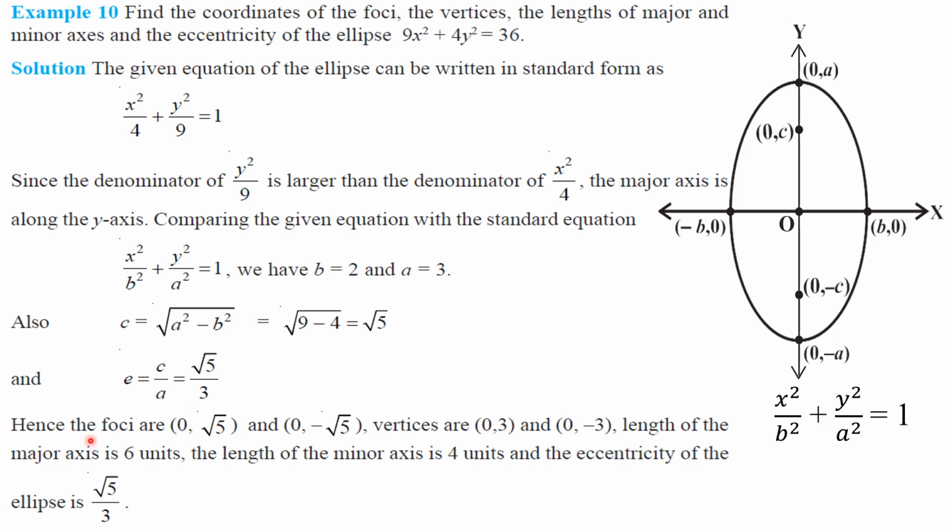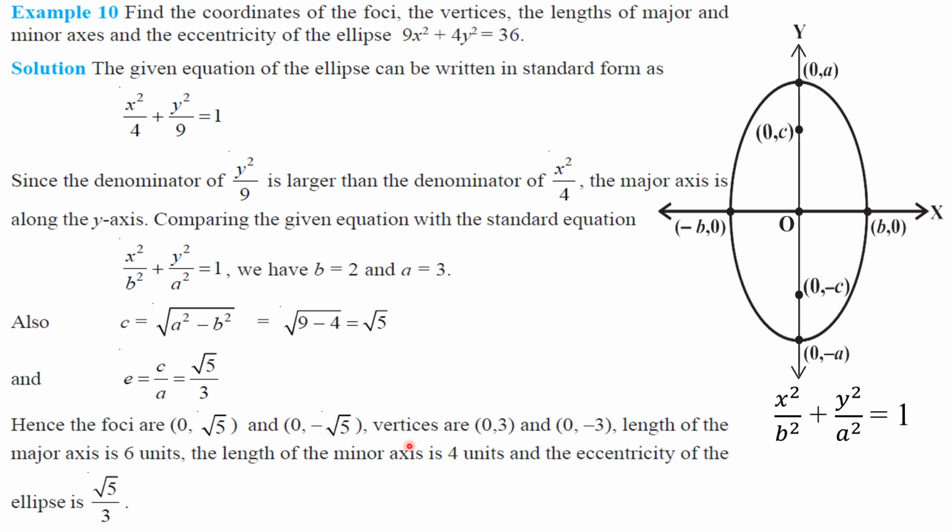Right. Now what are the coordinates of foci? See here, my children. These are the foci. So 0 comma c and 0 comma minus c. Yes or no, my children? This is one focus, this is another focus, and this is a vertex and this is another vertex. So 0 comma c. What is the value of c here? Root 5. So 0 comma root 5 and 0 comma minus root 5 are the foci of this ellipse.